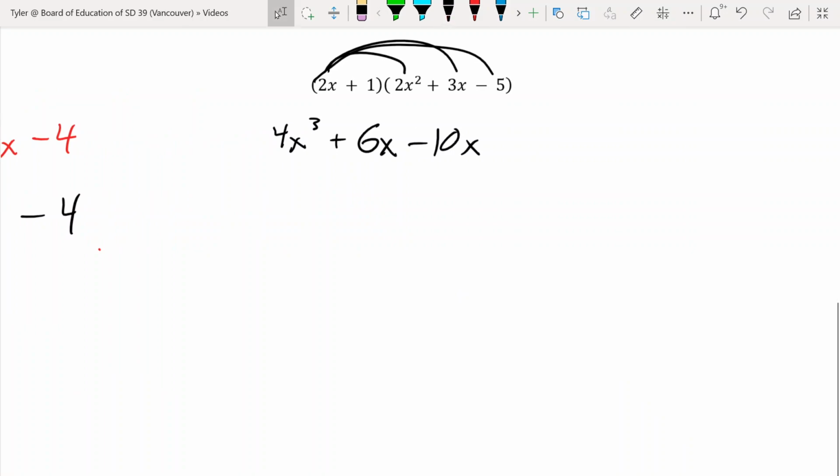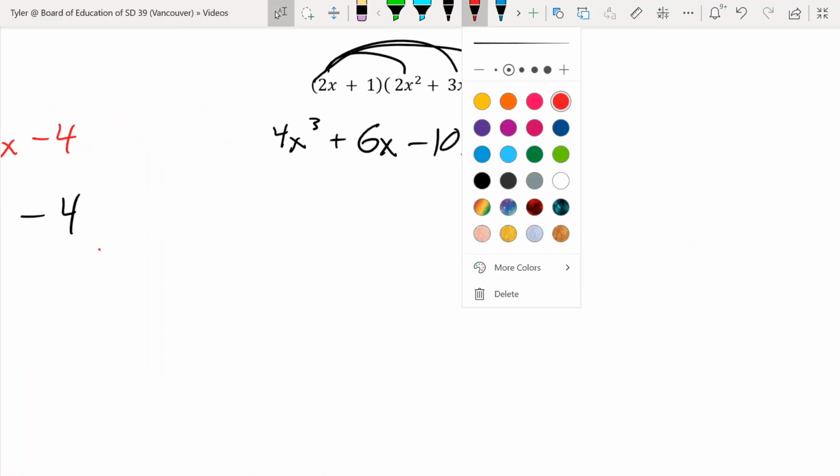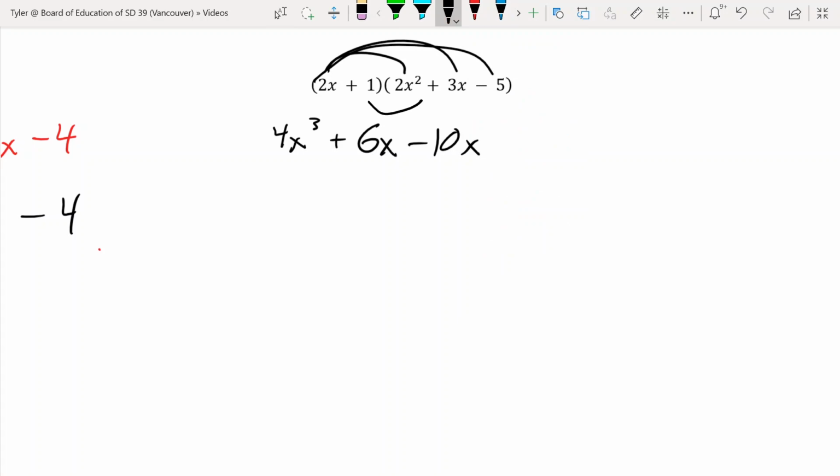I'm going to have to move over a bit. And then let's do these in red so we can see. Okay. Oh well. This could be plus 2x squared plus 3x, and then minus 5.